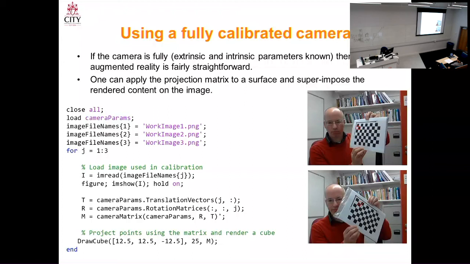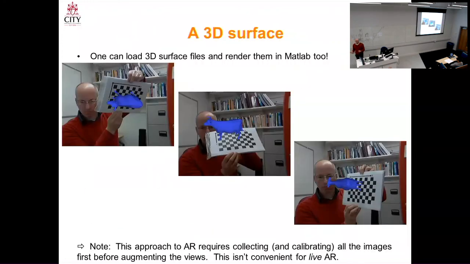And hopefully you can see there's a red cube that's rendered here. I rendered this cube at 25 millimeters, the same size as the square on the checkerboard pattern. And as I move the checkerboard around, the cube looks like it's on the paper, even as I'm moving the paper around. So you can take it one step further and project something maybe more interesting, I don't know.